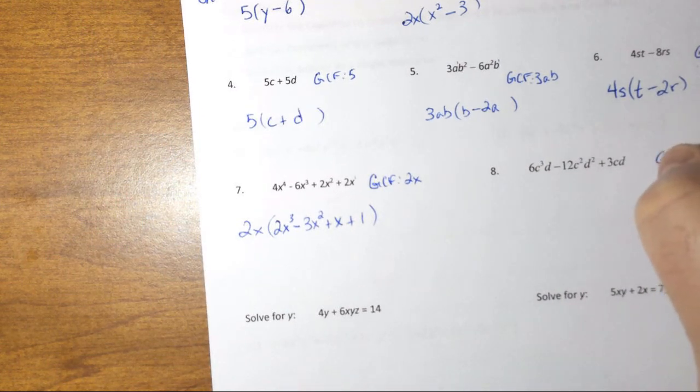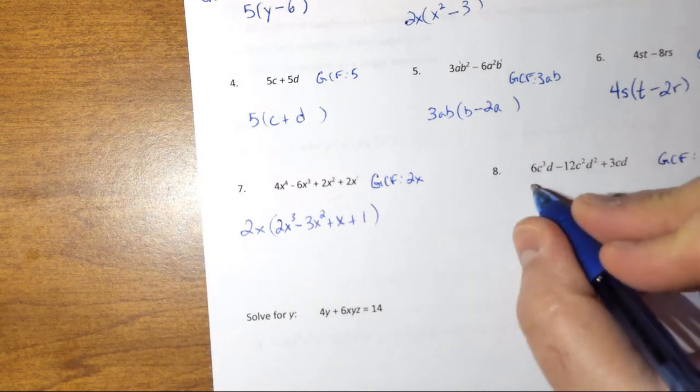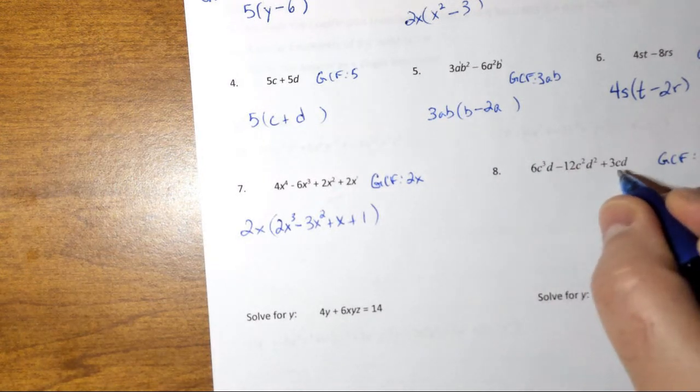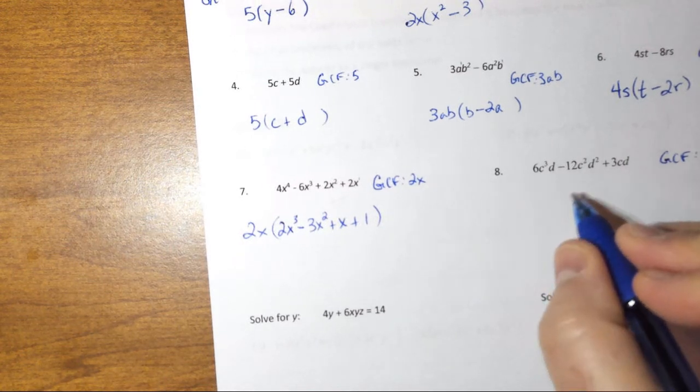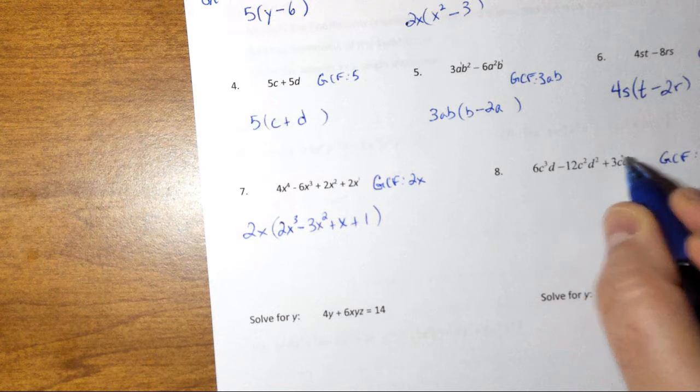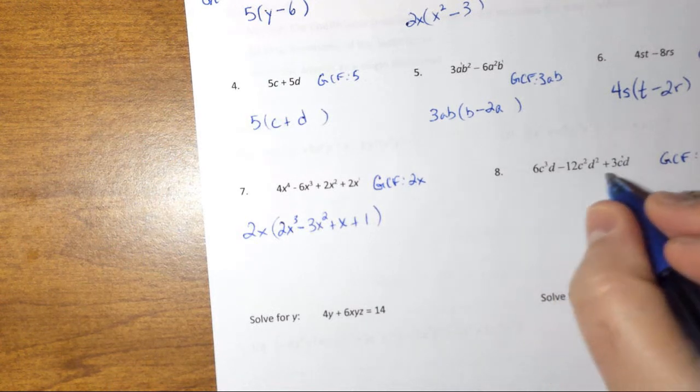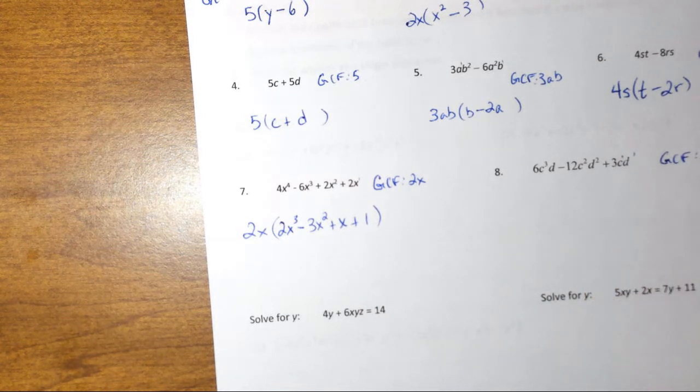All right, the next one. We got a GCF. Okay, so what do they have in common between 6, 12, and 3? So the biggest multiple they all have in common is a 3. And then the letters. They all have a C. Highest exponent is that one. That's a 1. They all have a D. Highest exponent is that one. Or sorry, lowest exponent. So that's going to be our GCF.